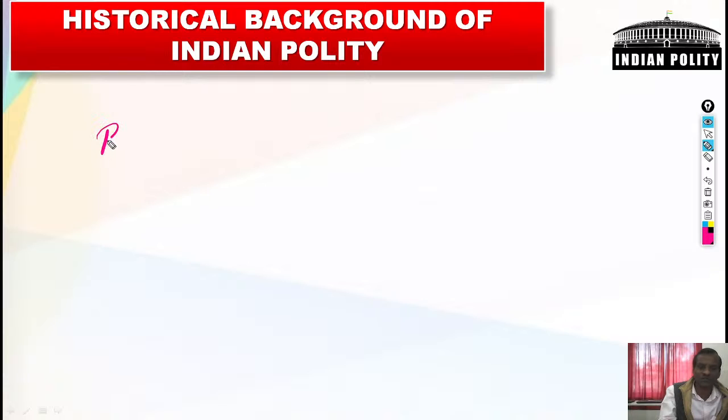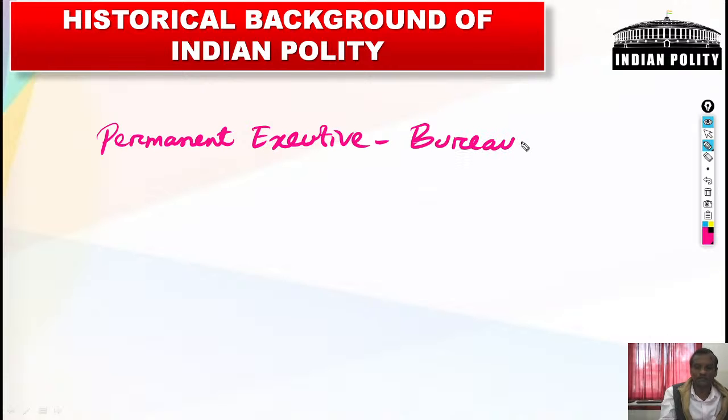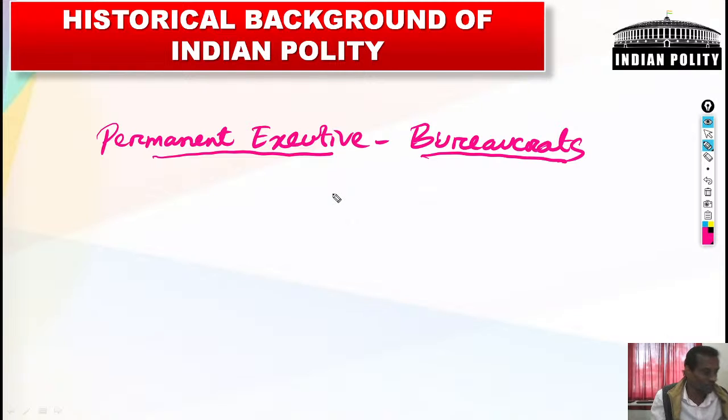Then permanent executive. Permanent executive is the bureaucrats, IAS or the central government servants. They are called bureaucrats at the central level, and they are called permanent executive because they serve for 33 years. Once they get a job, they remain in service for 33 years. So that is called permanent executive.